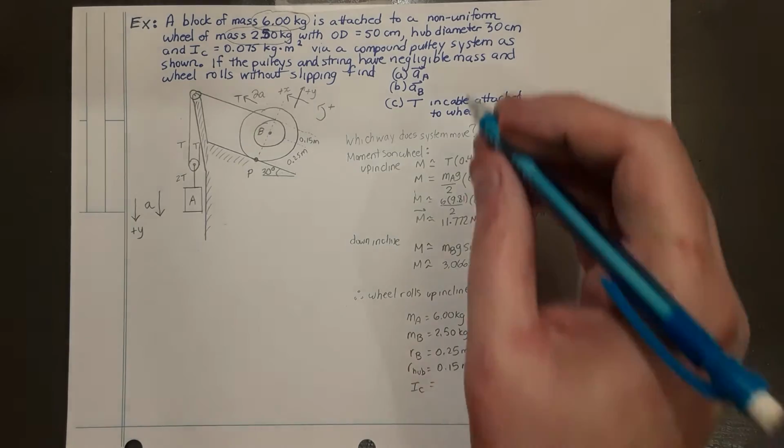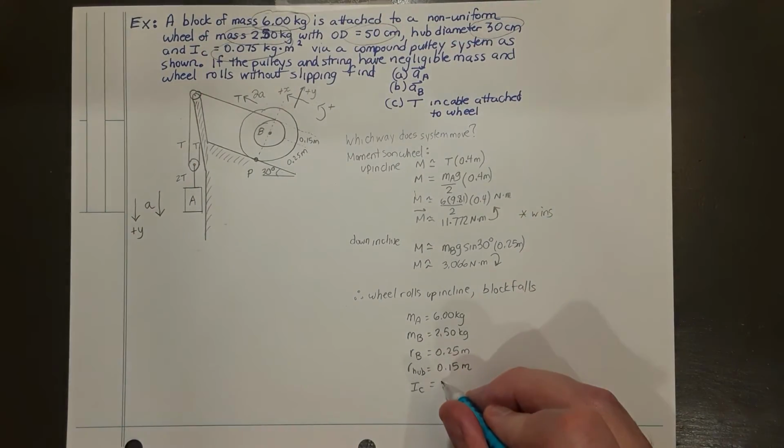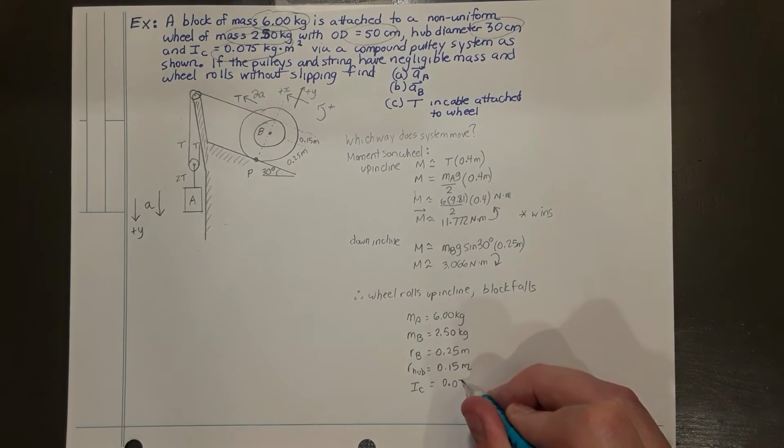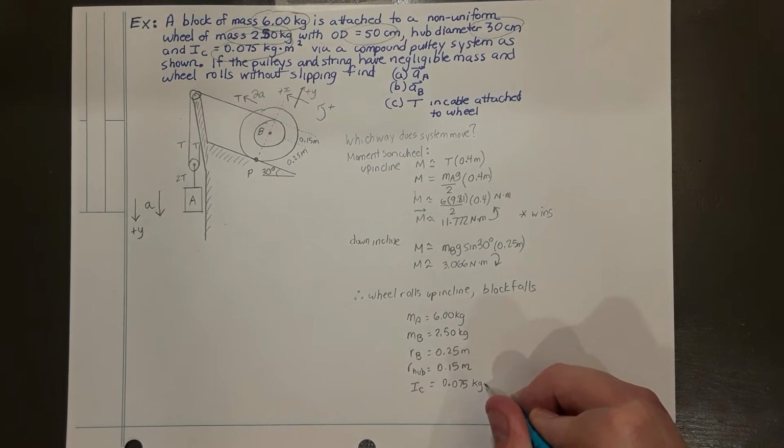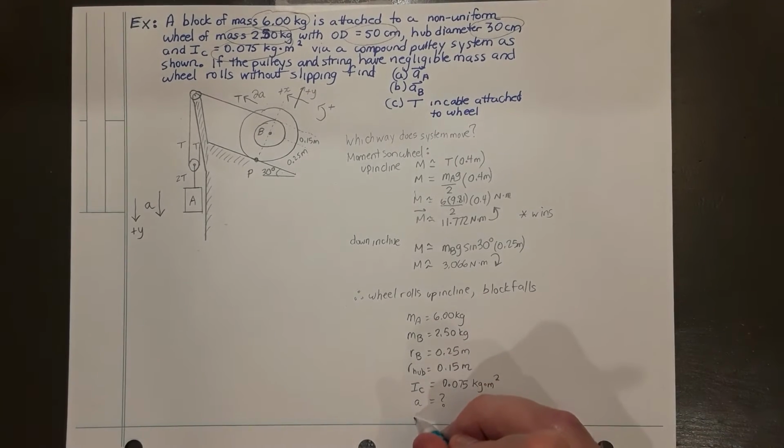The moment of inertia of the wheel, it is a non-uniform object, so 1/2 mr squared is not going to work here. We are given the moment of inertia around the centroid for that wheel is 0.075 kilograms square meters. And we need to find acceleration A. We'll relate that to acceleration B, and we'll also find the tension in the cable.